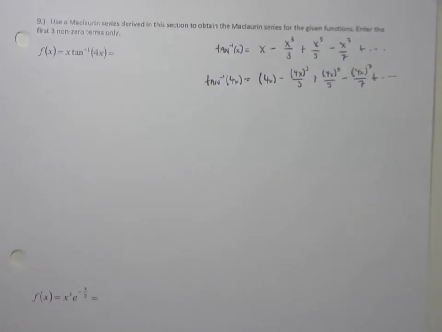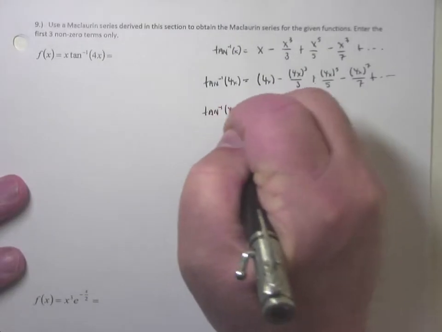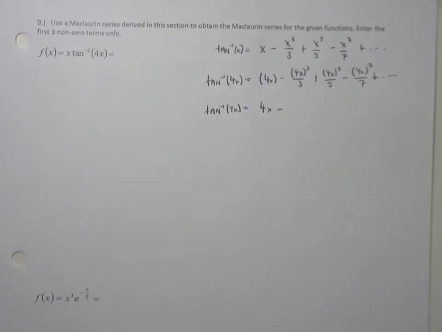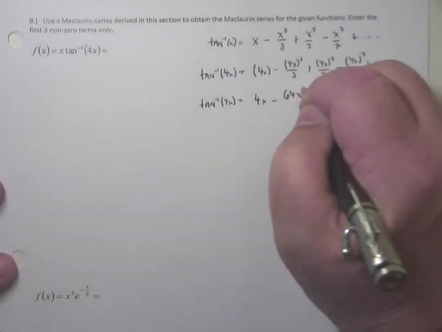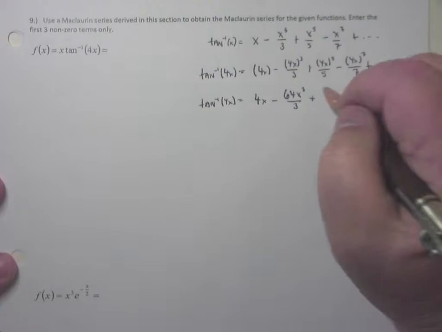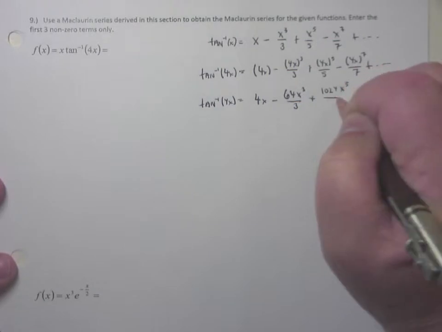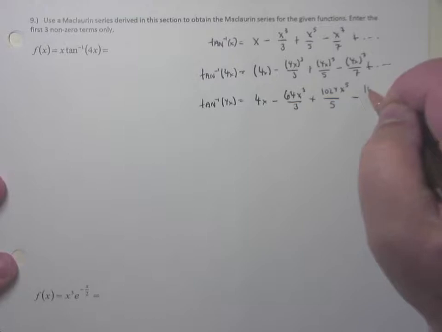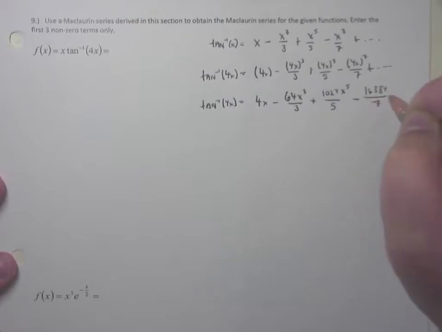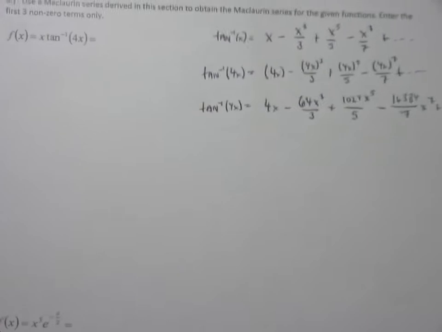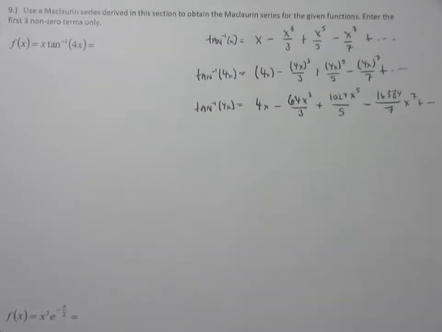You got to clean them up, though. So cleaning this stuff up, this is the tangent inverse of 4x Maclaurin series, which is 4x minus 4 cubed, putting on the old handy-dandy calculator here, 4 cubed is 64, so that would be 64x cubed over 3 plus 4 to the 5th power is 1024x to the 5th over 5 minus 4 to the 7th is 16384 over 7 x to the 7th plus dot, dot, dot. All I did was distribute my power throughout. Does that make sense?